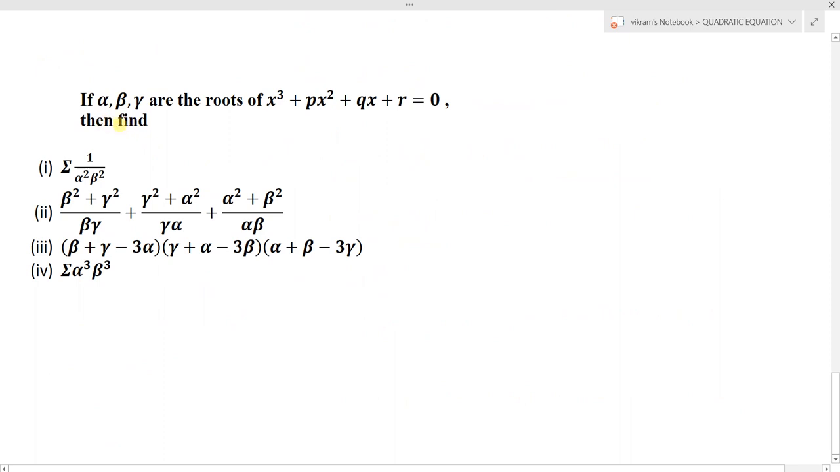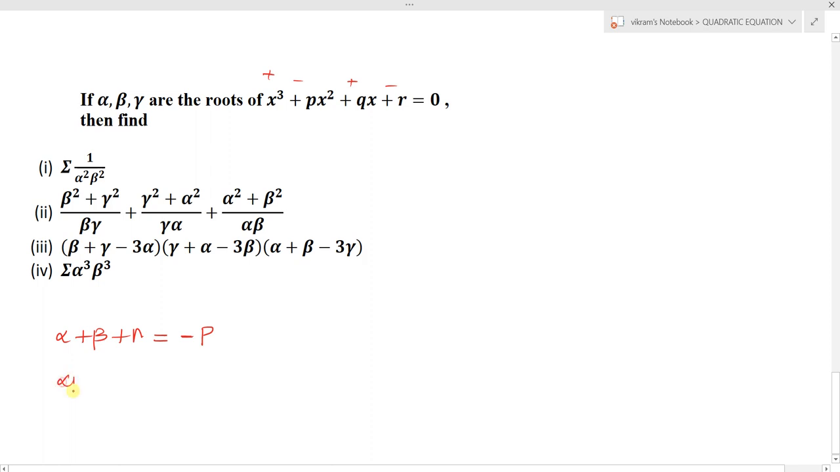Next one: if alpha, beta, gamma are the roots of x cube plus px square plus qx plus r equals 0, then we are asked to show the following results. The first four are given. From the first one, alpha, beta, gamma are the roots, so the sum of the roots alpha plus beta plus gamma equals, following the alternating signs, minus p. Minus of plus p means minus p.